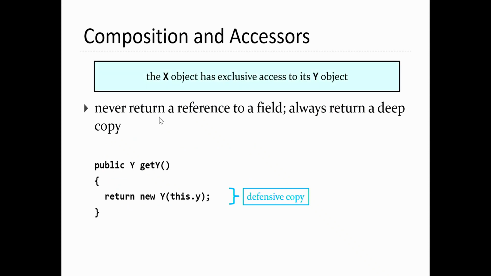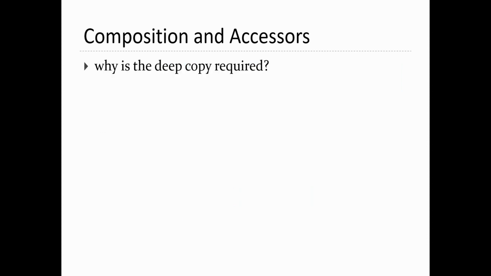Okay, if you have a method that returns, or where you want to return this.y, don't do it. Never return a reference to an internal field. Always return a copy of that field. So if I want to return the Y field, you have to return a copy of the Y field. What happens if you don't return a copy?